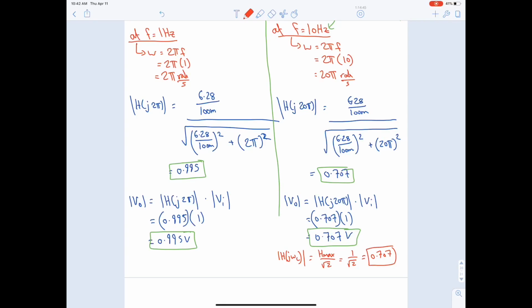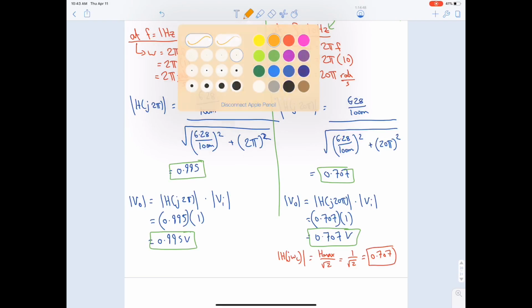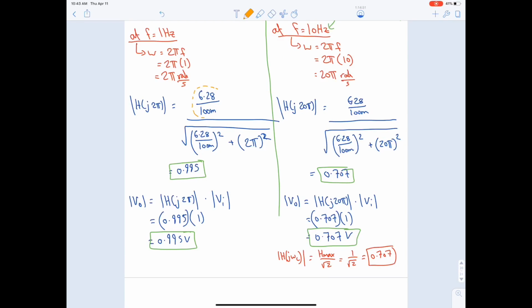Also note that this is actually the omega c. Instead of writing 6.28 over 100 milli, you can just write 2 pi times 10 hertz. So you get the omega c: omega c is equal to 2 pi fc, where fc is 10. The same thing goes here and here. This will make the calculation simpler.